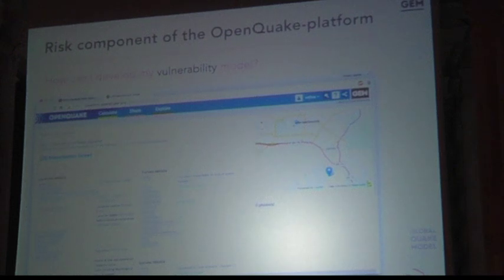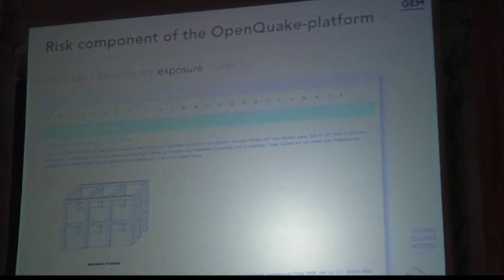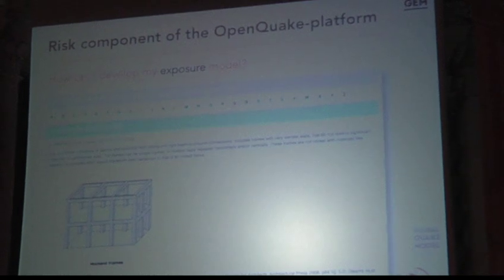Now moving to exposure. And by exposure, I mean a data set capable of giving me the spatial distribution of my elements exposed to the hazard, and also the vulnerability characteristics of these elements.